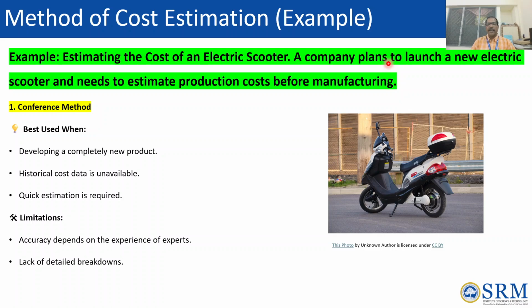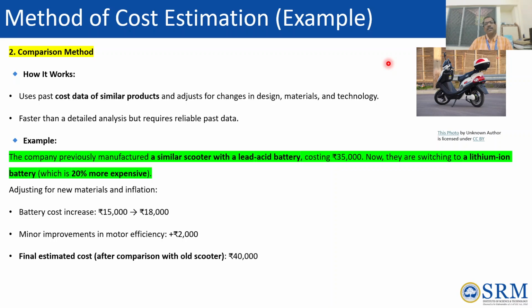If you don't have any detailed breakdowns, then that time we can go with the comparison method. Okay, so the next method is the comparison method. I'm taking the same EV scooter as an example. Use past cost data of similar products and adjust for changes in design, material, and technology.